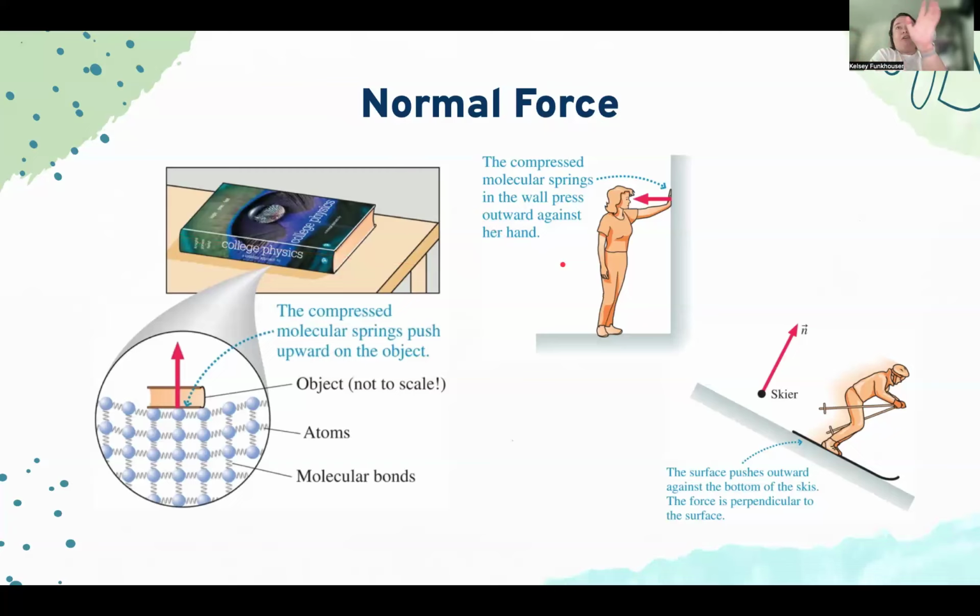But if our surface changes, like for example, we have this person pushing against a wall, the wall is pushing back, but normal or perpendicular for the wall is pushing out. Whereas if we were looking at the floor, it would be pushing up. And then if we're on an incline, again, it's just perpendicular to the surface. So remember, that's what normal means. It doesn't mean just the typical force. It means perpendicular to the surface.